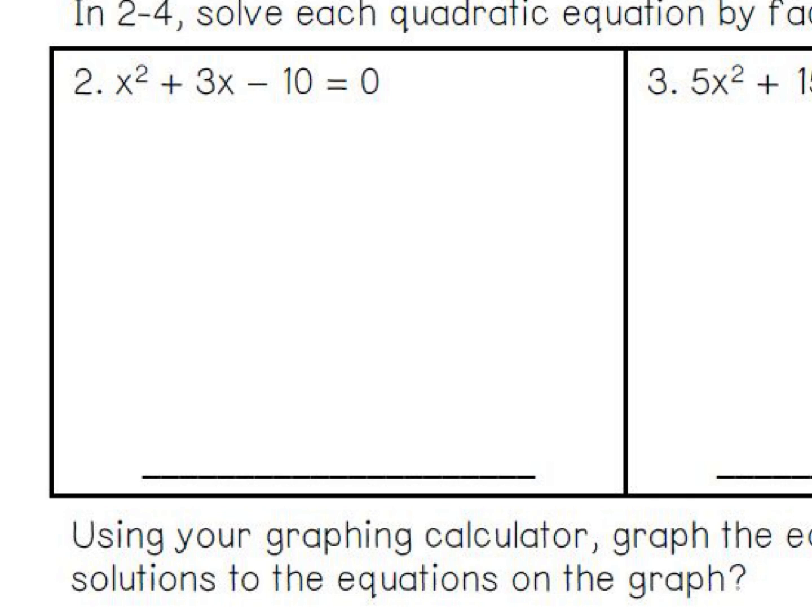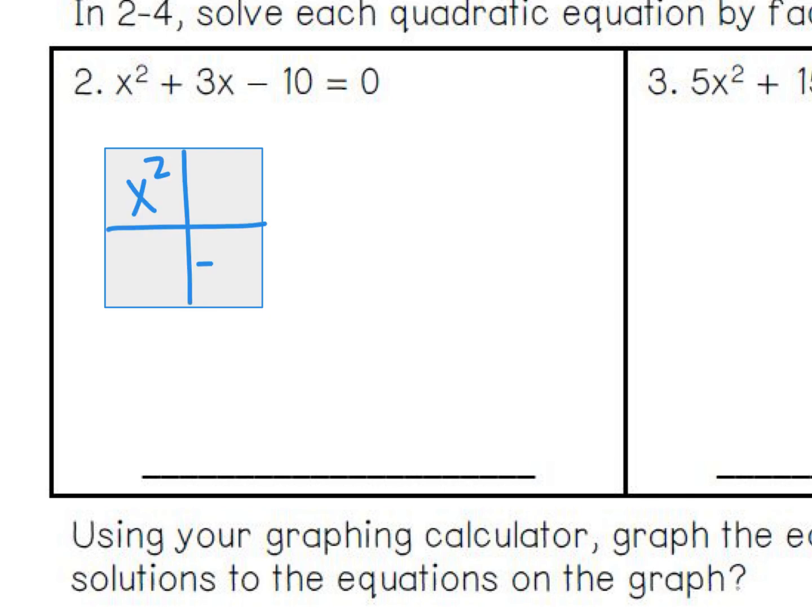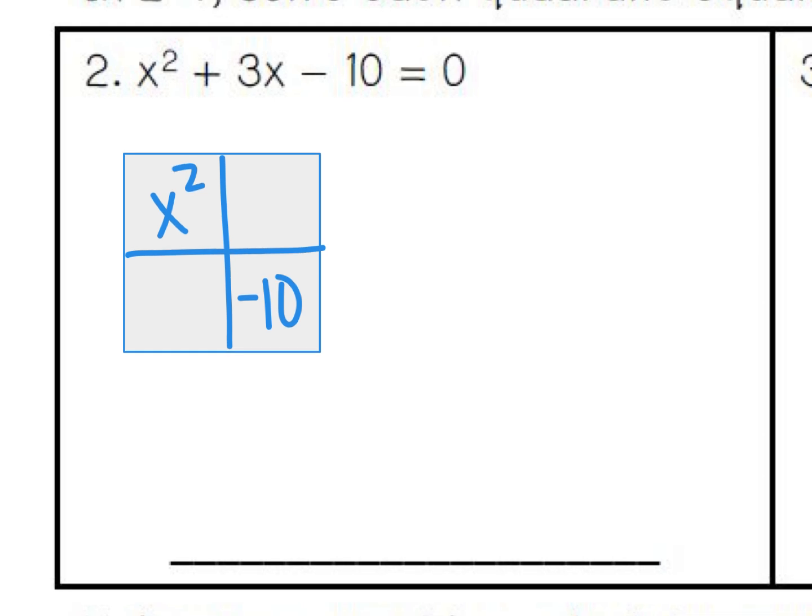So we need to draw our box. I wouldn't draw it ginormous because we have to have some space. And we know that this is x squared and this is minus 10. And we talked about way back when we did this, look at the sign of C. It is negative. What does that mean about my signs in my box? Same or different? These are going to be different. So if you wanted to make a positive and a negative, you could.